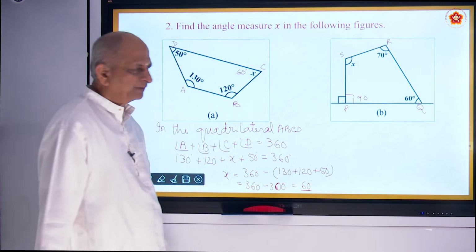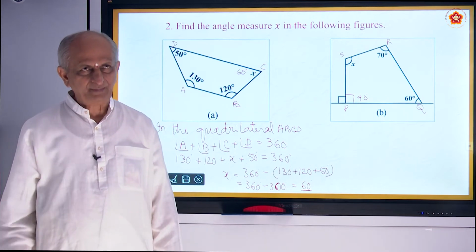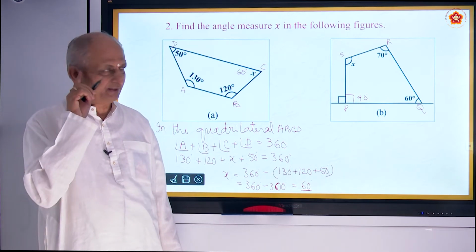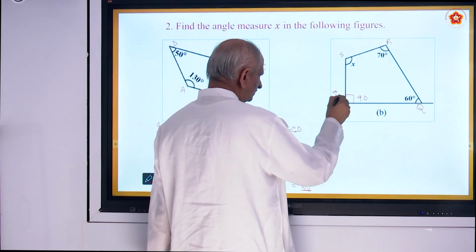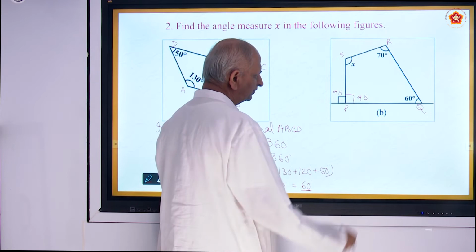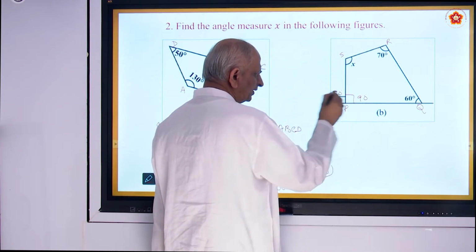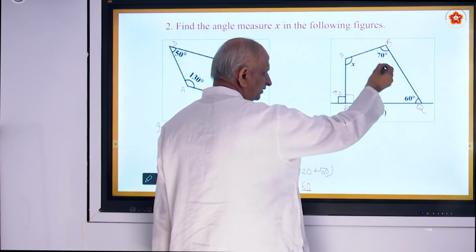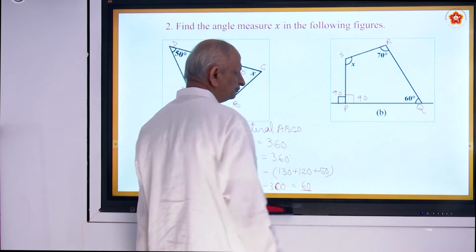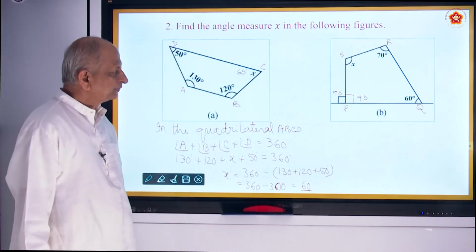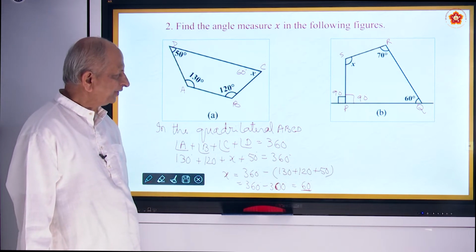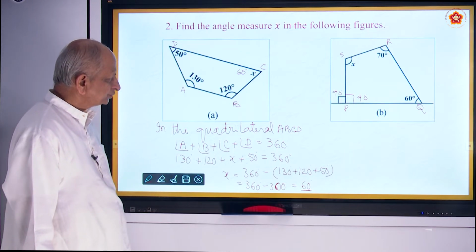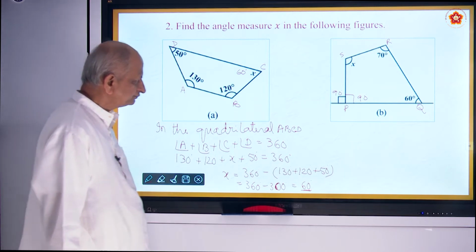Why? They are a linear pair. Sum of the two adjacent angles is 180 degrees. So if this is 90 given, marked, the inner angle will be 90. So you can find out x. 90 plus 60, 150 plus 20, 220. So the remaining angle is 140. So angle S becomes 140.